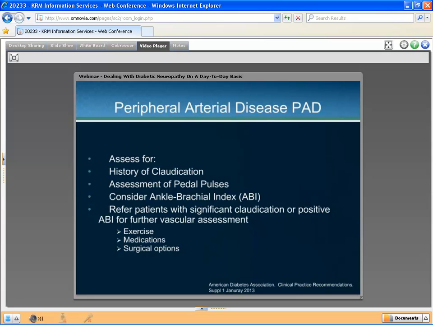So the person in our area who's doing so much research in this area is doing a study where she is asking patients to walk. They walk until it hurts, stop, and then they begin to walk again. So she has a specific protocol with patients that she's using exercise, and of course medications or surgical options would be a consideration as well.